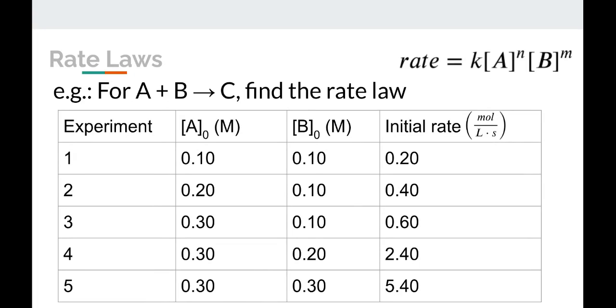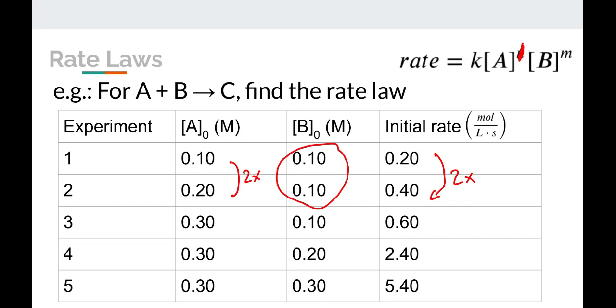In the first 2 experiments, we notice that the concentration of B isn't an issue because it's the same. What happens to the concentration of A? It goes up by 2 times. What happened to the initial rate? It also went up by 2 times. So since the same thing happened to the rate as happened to the concentration, it's first order in A.